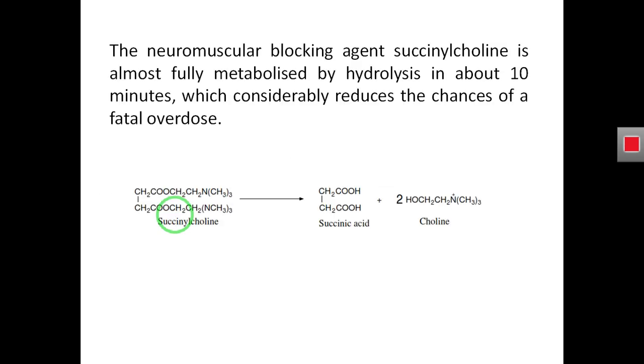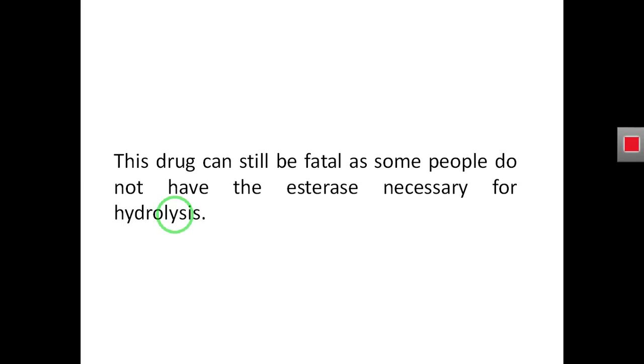So here we have the example of the second approach. The example of the second approach is the neuromuscular blocking agent, that is succinylcholine. This drug is almost fully metabolized by hydrolysis in about 10 minutes, which considerably reduces the chances of a fatal overdose. But the drug can still be fatal, as some people do not have the esterase necessary for hydrolysis.